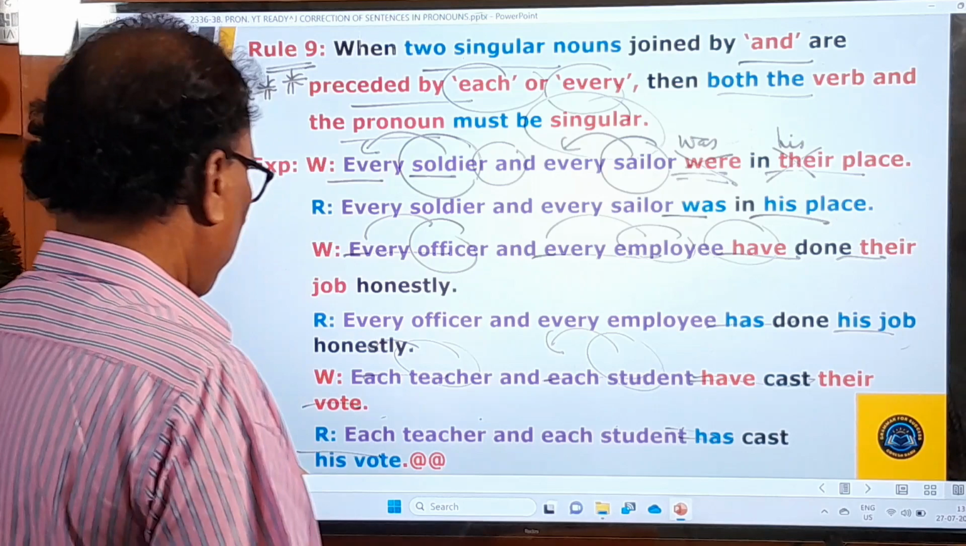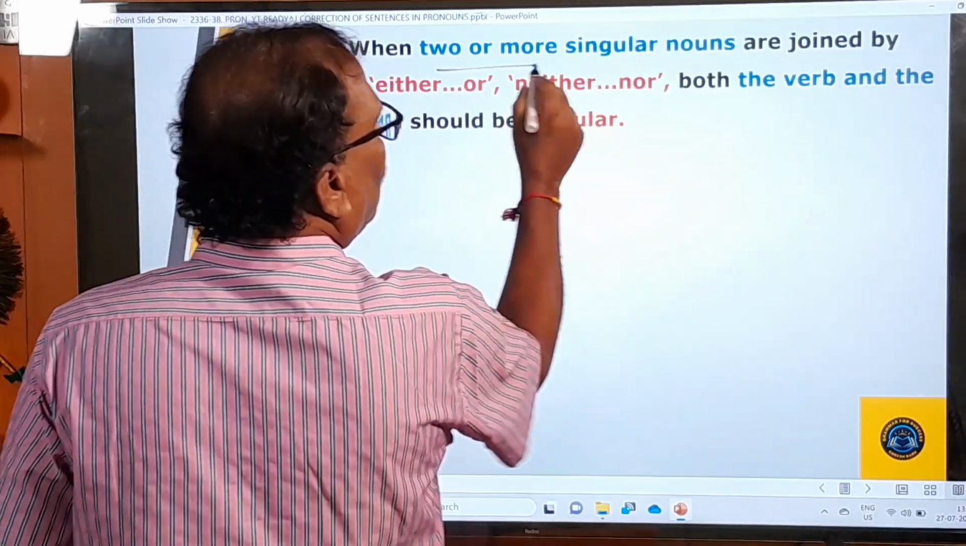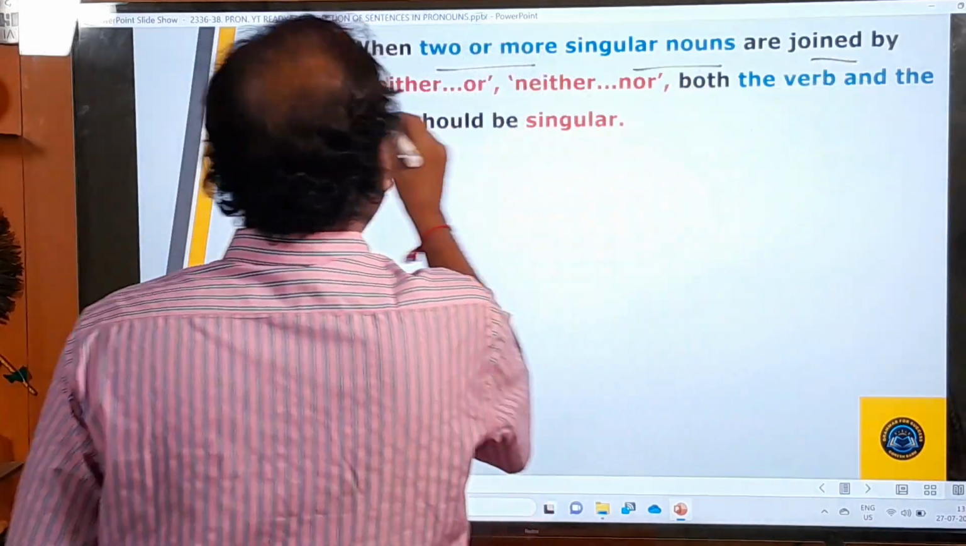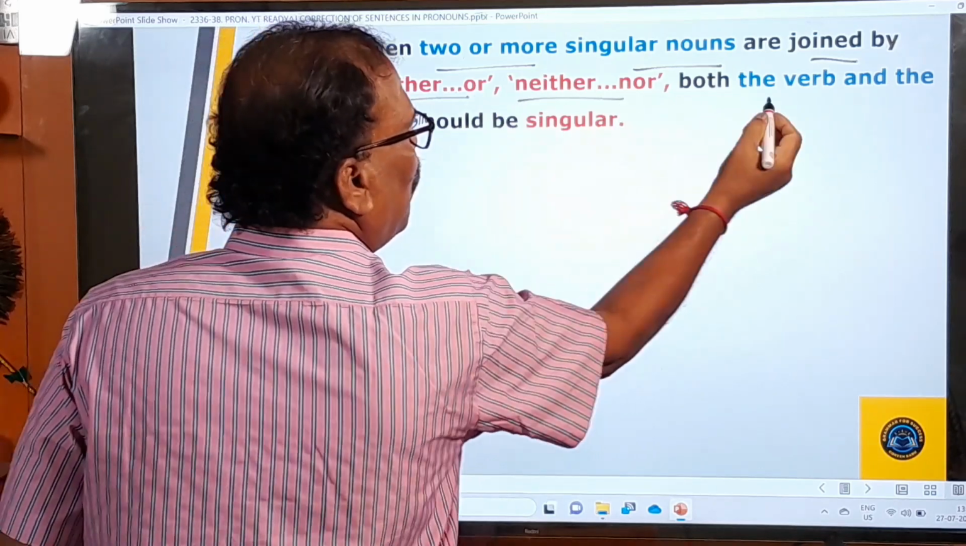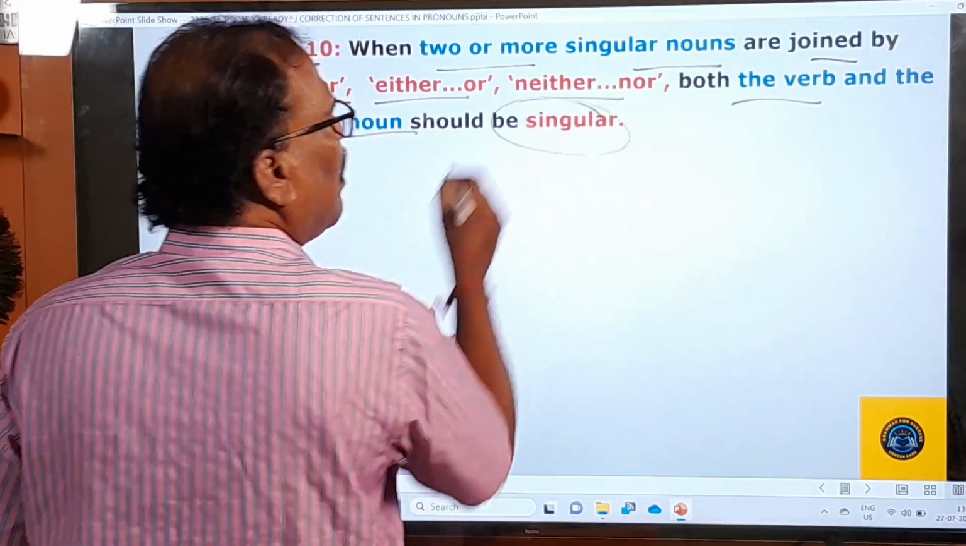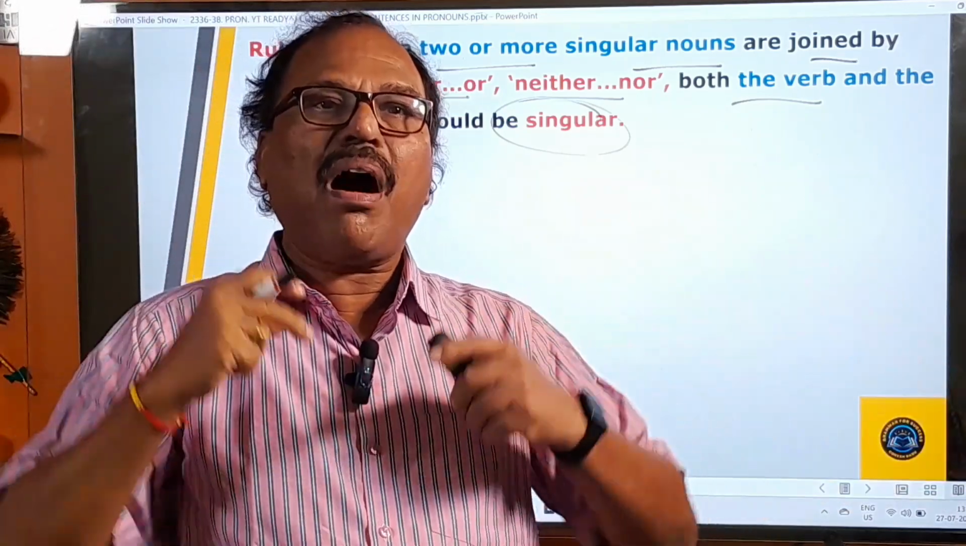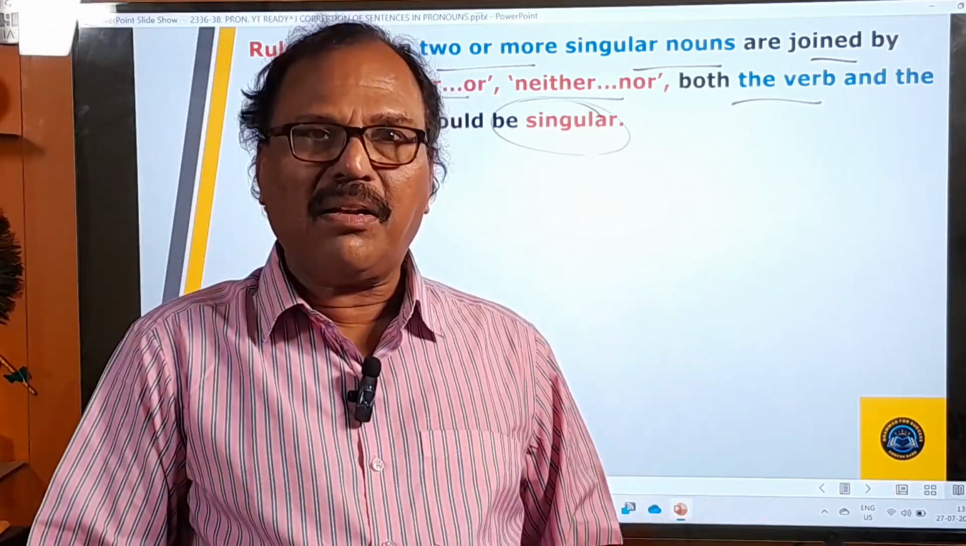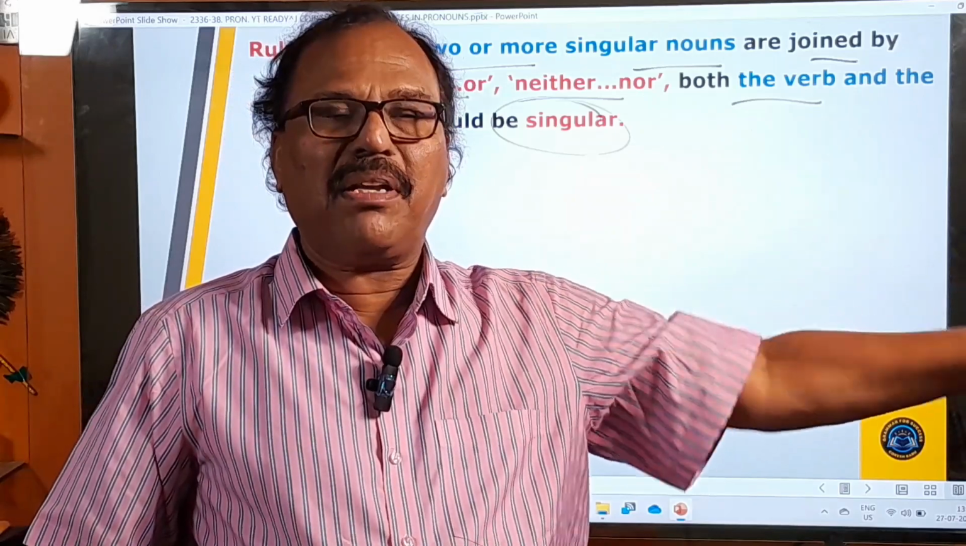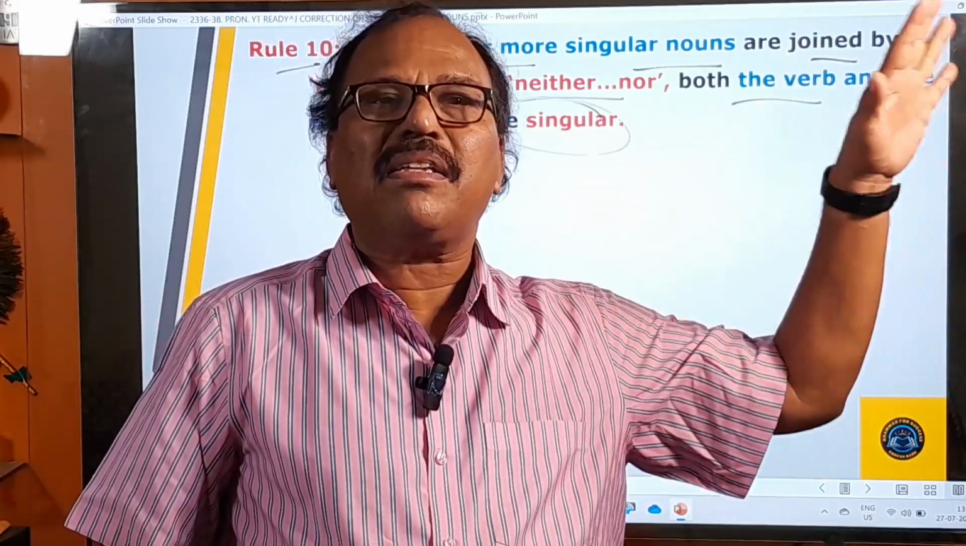Right. The 10th one: two or more singular nouns joined by or, either or, neither nor, both the verb and the pronoun must be singular. When two singular nouns are joined by or, either or, neither nor, the verb must be in the singular number and the pronoun must also be in the singular number.